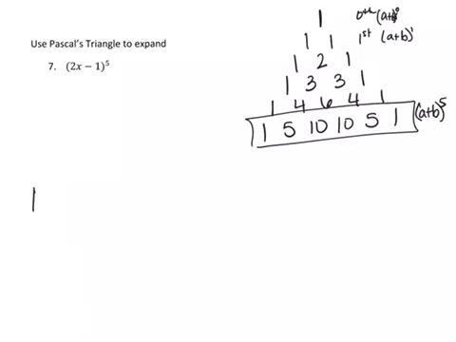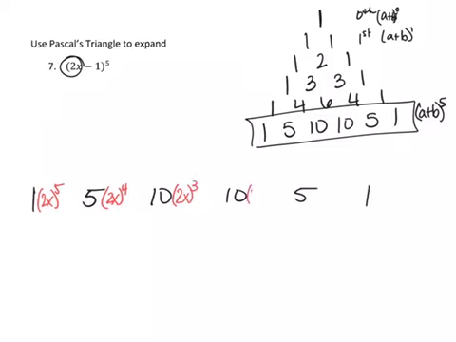So I'm going to write them out. 1, 5, 10, 10, 5, and 1. So my first term is 2x. I'm going to start with 2x to the 5th. And in the next term, it's going to be 2x to the 4th. And the next one is going to be 2x cubed, and the next one's 2x squared, and then 2x to the first power, and then 2x to the 0, which is 1. We're not going to write it down.